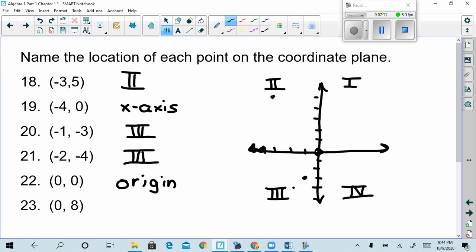0, 8, so I'm not going left or right, but I'm going all the way up to 8, would be on my y-axis. Now I didn't put a point in quadrant 1. If I wanted to put a point in quadrant 1, it might be something like 2, 4. That would be quadrant 1. Okay, so know your locations.